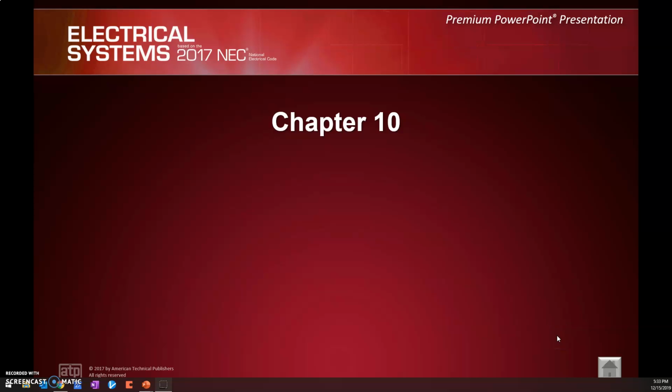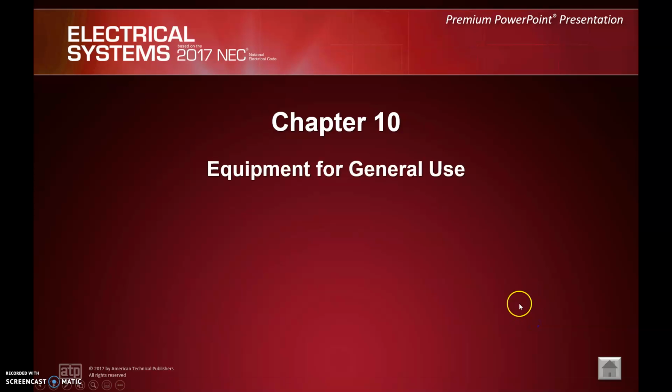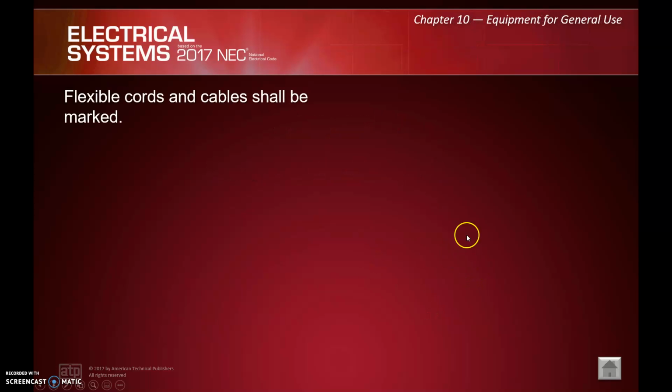We're covering lesson 211, which is chapter 10 in our electrical systems book. Subject is equipment for general use. We're going to hit some things like light fixtures, cords, receptacles. So again, general use equipment, just as the name implies, right?